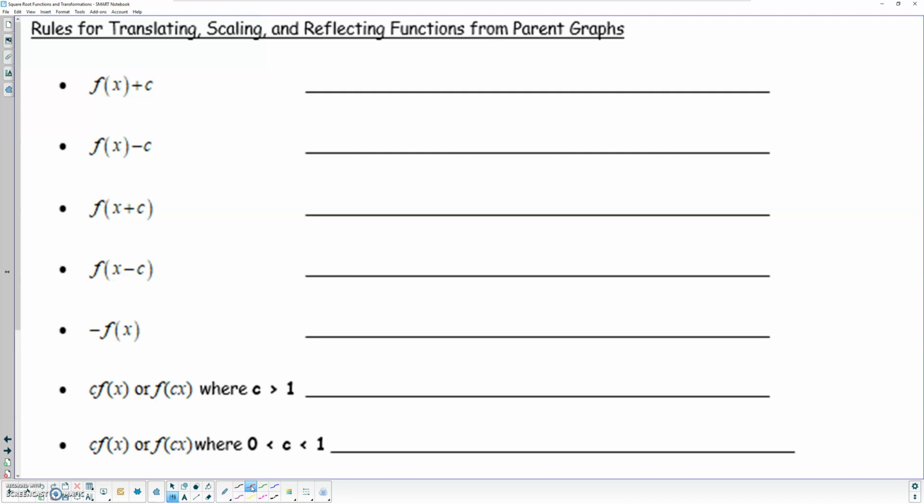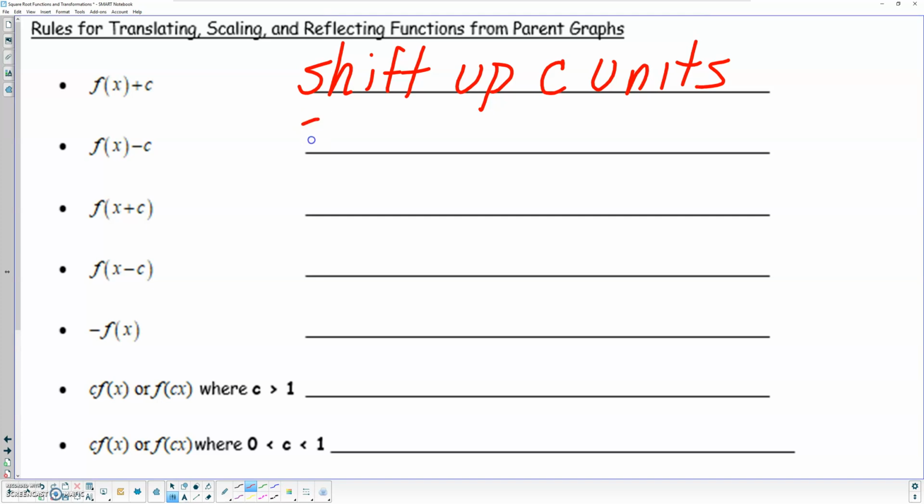All right, so these are the rules for translating, scaling, and reflecting functions. So when you add a value at the end of the equation, that's when you're going to shift up that number of units. So here we're shifting up C units. All right, when I subtract a number at the end of the equation, that's when we're going to shift down C units.